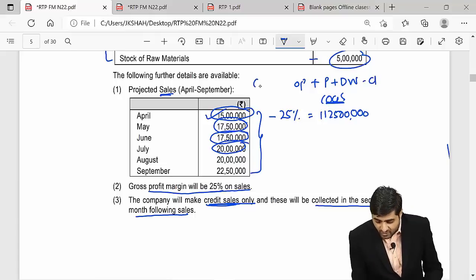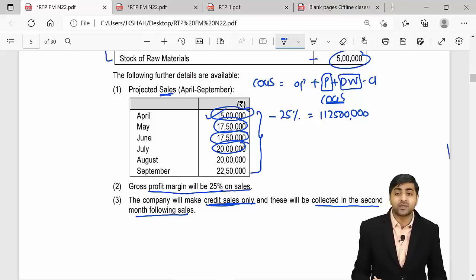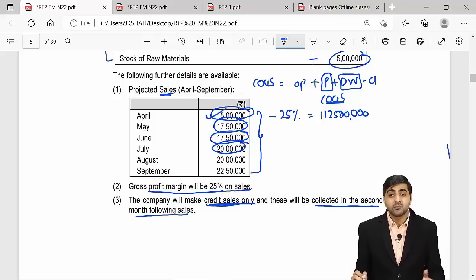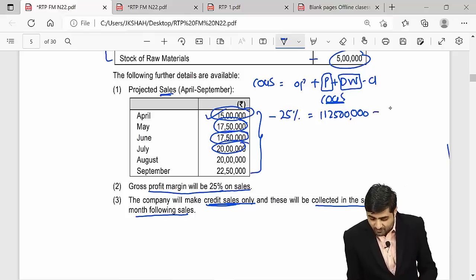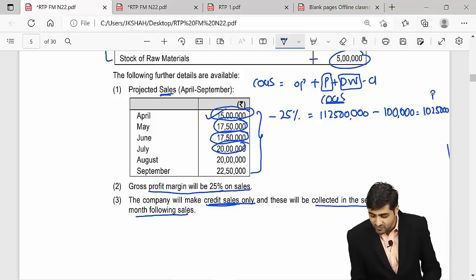You want the amount of your purchases, right? So don't you think that you have to first adjust for direct wages? Come on, yes or no? Yes, because your COGS includes your direct wages, which is nothing but 1 lakh rupees. So the moment you subtract 1 lakh, this will be 10,25,000. So 10,25,000 will be your purchases.